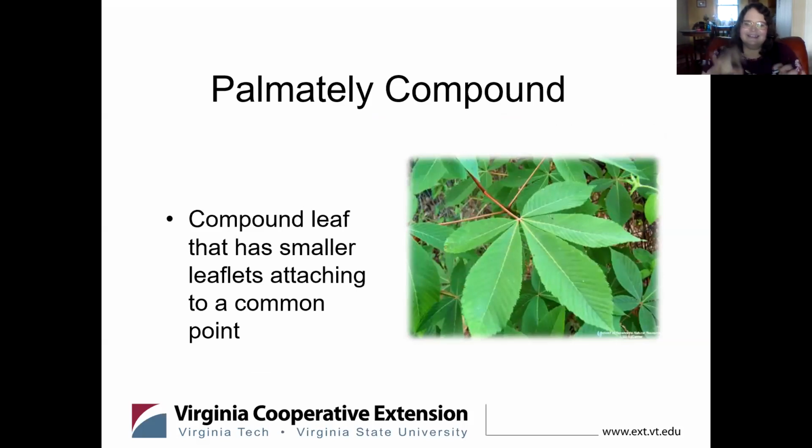Oh, I did have it here. Palmately compound. So this is our Aesculus rubra. I'm not remembering that correctly, I apologize for that. But this is our red buckeye. And the reason they call it palmately compound is you have usually 5 leaflets going off in an arc here, and they all attach to a central point, and the petiole then attaches to the stem, and the bud is down here, where my mouse just rested. And that is a palmately compound leaf.